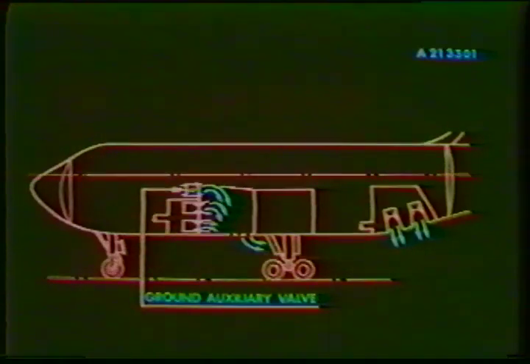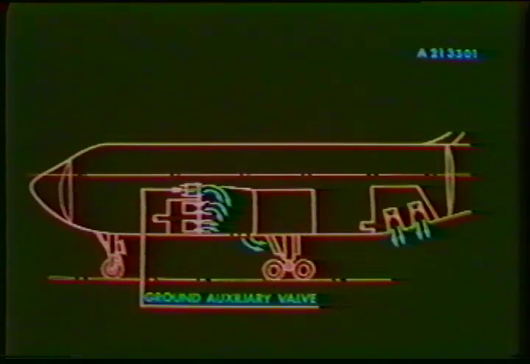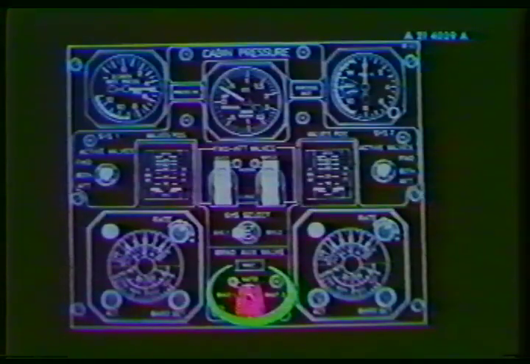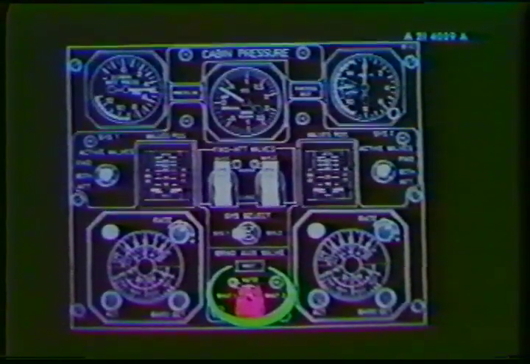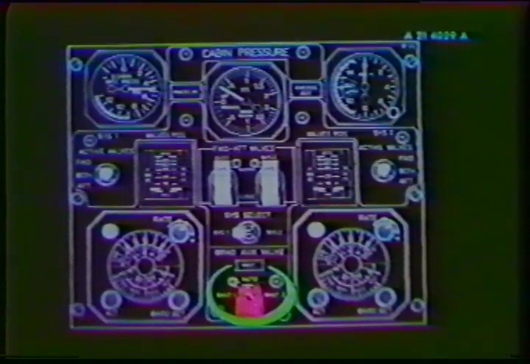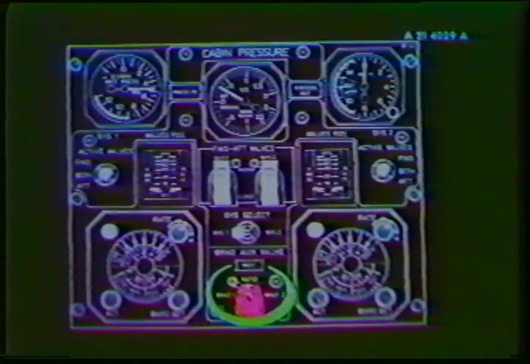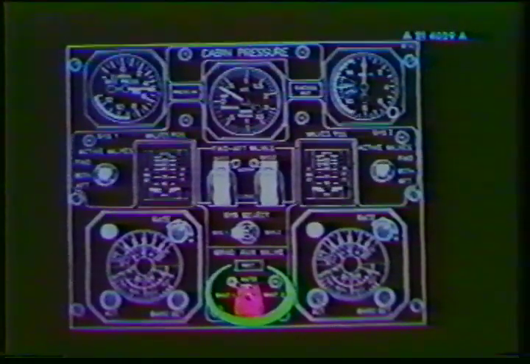While the aircraft is on the ground, surges or overpressure is prevented by a ground auxiliary valve. This valve is automatically controlled through the ground auxiliary valve switch and by input signals from the throttle position and landing gear air-ground logic. The fault light is a disagreement light.